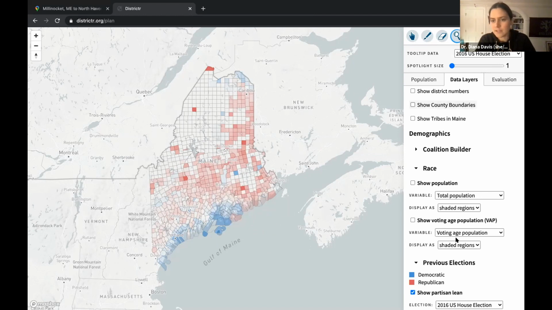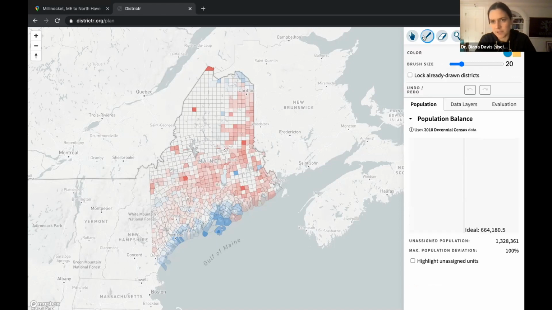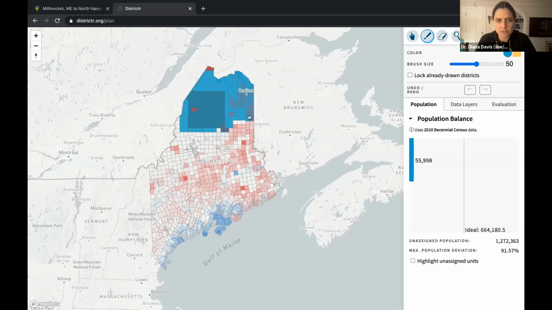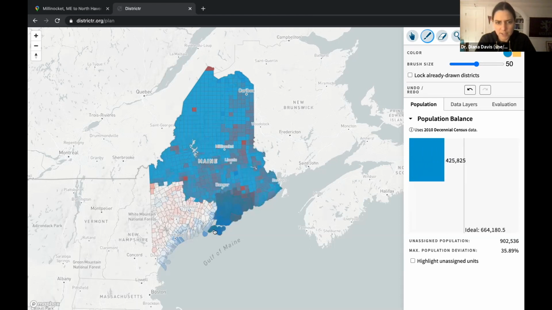So let's do this. So here's what we can do. I want to make 2 congressional districts. So here's how you do it. You take this paintbrush, let's make it extra super big, and I'm going to just paint. And as you can see on the right, my population is going up. I've got that much of Maine, and I only have 84,000 people. So here I go, making my congressional district. I like Deer Isle. I've got Deer Isle on it and a bunch of other stuff. And soon I'll have enough. And there we have it.